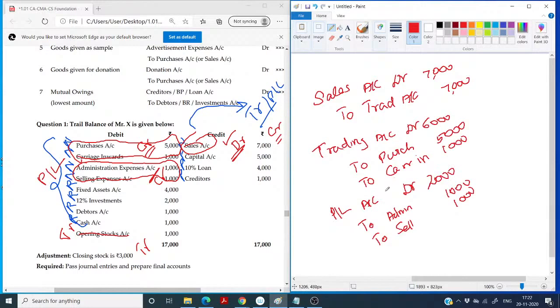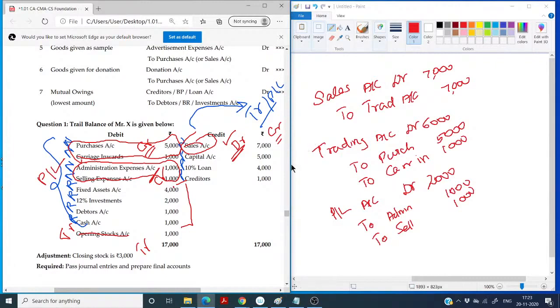Sir, what about the journal entry for fixed assets, 12% investment, debtors and cash? No, you don't need to pass any entry because these things are going to be recorded as a statement. That statement's name is balance sheet. That's all. So balance sheet is not an account. As it is not an account, it's not going to be transferable. It's going to be recorded.